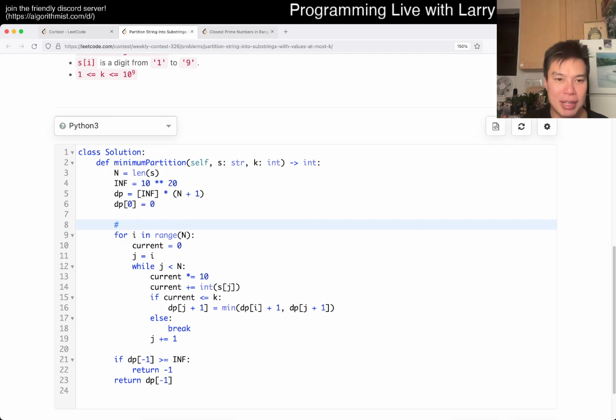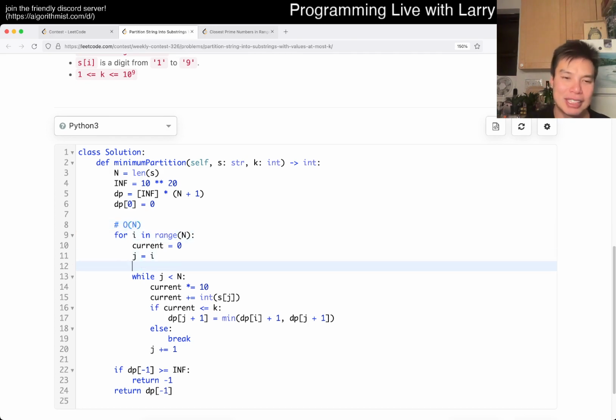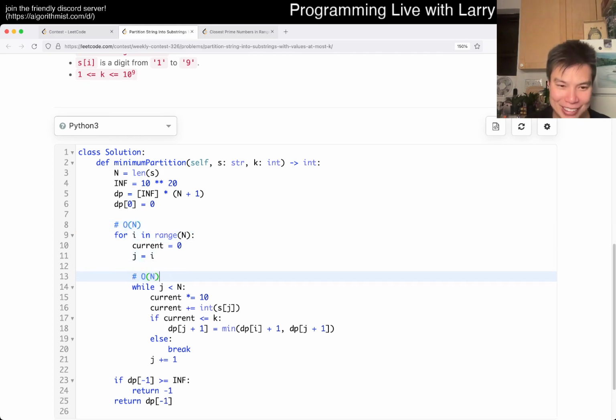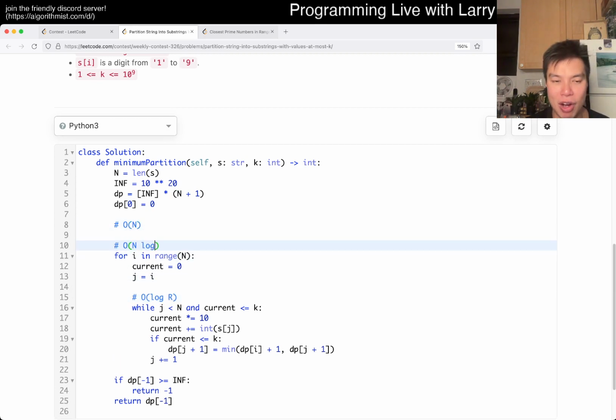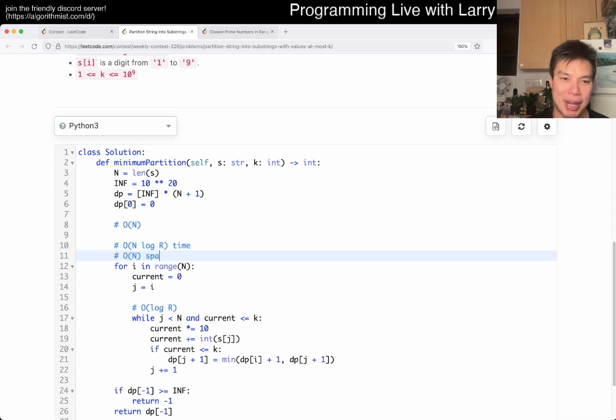So going over the complexity, like I said, this is O of n. This could be worse if you forget the else break, but because of this else break, or maybe you can write it as current, something like this as well. Current gets multiplied by 10 every time, so it's going to be log base 10 of r, which of course is just a constant, log r. As a result, the total time is going to be O of n log r, and of course O of n space for the DP.